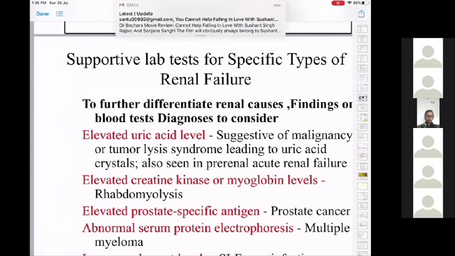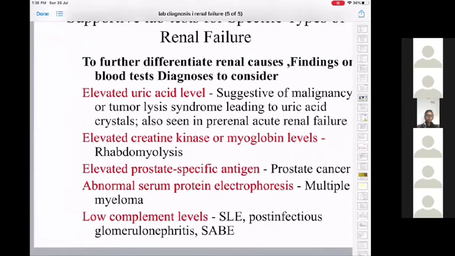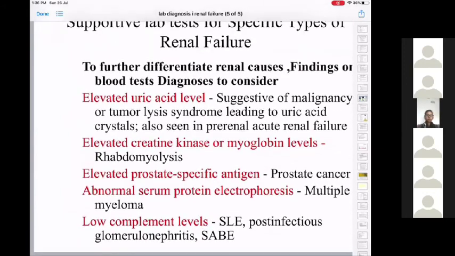Elevated creatinine kinase or myoglobin levels are seen in rhabdomyolysis. Elevated prostate-specific antigen, PSA, is seen in prostate cancer. Abnormal serum protein electrophoresis is seen in multiple myeloma, and low complement levels in SLE, post-infectious glomerulonephritis, and subacute bacterial endocarditis.